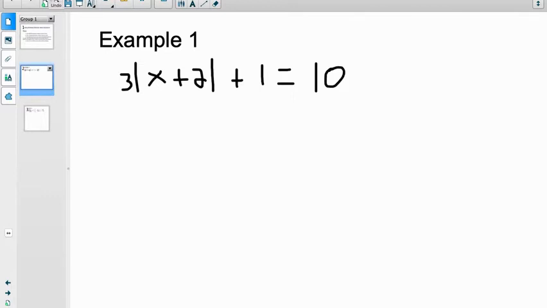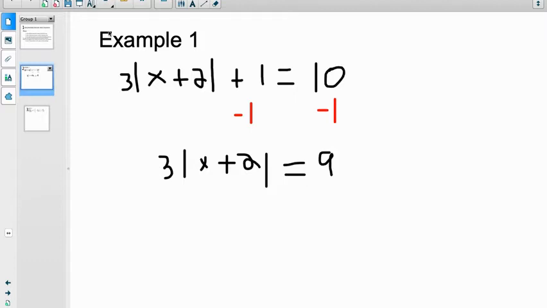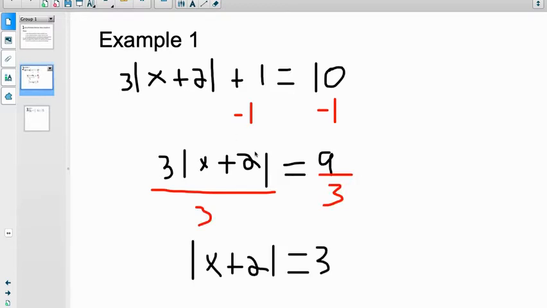So we have 3 times the absolute value of x plus 2, plus 1 equals 10. We want to get rid of everything outside of the absolute value on the left side of the equation. First thing we have to do is subtract the 1 on both sides. We're left with 3 times the absolute value of x plus 2 equals 9. Then we divide by 3 to get the absolute value of x plus 2 equals 3. So that's what we wanted here.